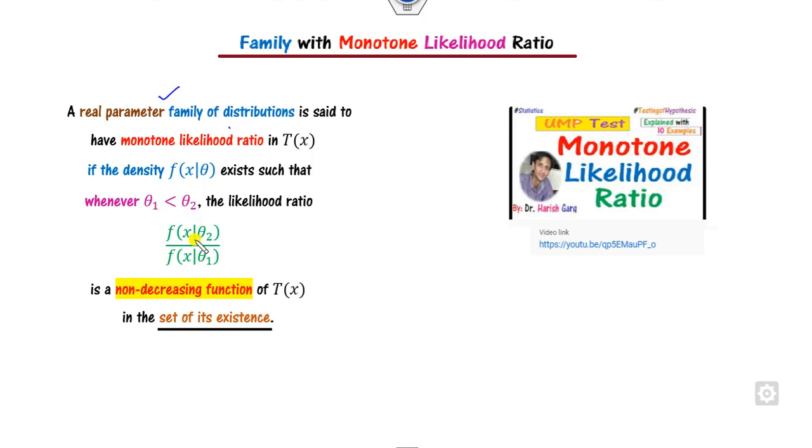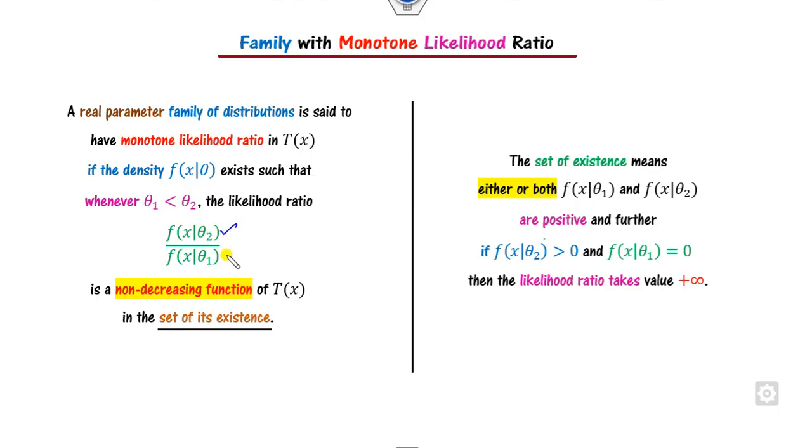Whenever you think about the likelihood function of f with respect to the parameter theta 2 over theta 1, it is always non-decreasing, or you can say non-increasing. That's monotonic. Whenever the function is monotonic under this condition, then it's called the monotone likelihood ratio. Here the term is the set of existence. That means either or both are positive numbers, and whenever this number is greater than 0 and this number is 0, then this number goes to plus infinity.